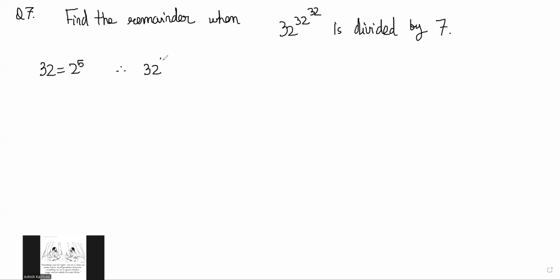Therefore, 32 power 32 will be 2 power 5 power 32, which will be 2 power 160, right? Now, we have to understand this 2 power 160. This is going to be divided by 7 eventually. So you have to think about what we'll do there.